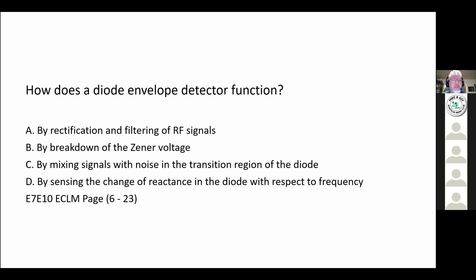How does a diode envelope detector function? A, by rectification and filtering of RF signals. B, by breakdown of the Zener voltage. C, by mixing signals with noise in the transition region of the diode. Or D, by sensing the change of reactance in the diode with respect to frequency. Alpha is correct, by rectification and filtering of the RF signal.